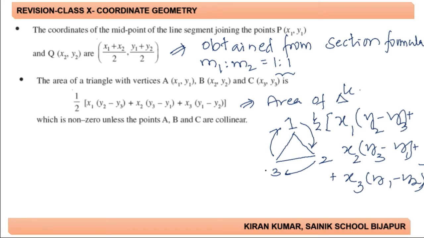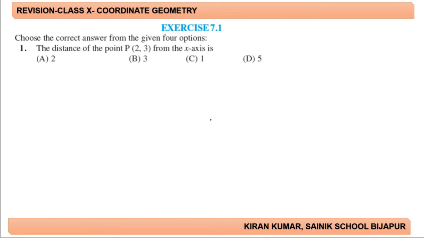Having known these formulas, let's solve a few questions of exercise 7.1. Choose the correct answer from the given 4 options. The first one here is: the distance of the point P 2, 3 from the x-axis is.